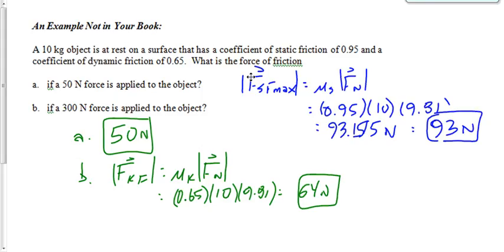64. What if I applied a force of 1,000 newtons? What kind of friction would it be? Kinetic, and what would its value be? 64. What if I applied a force of 10,000 newtons? Kinetic, and it would be 64. So static friction is always however hard you're pushing until the maximum possible value. Kinetic friction is always just going to be the same value. You've got to find its value based on the coefficient.